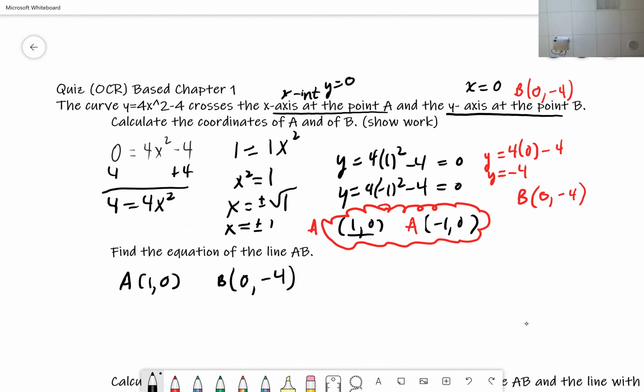Well, we have something called point slope form, and it looks like this: y minus y1 equals m times x minus x1, right?